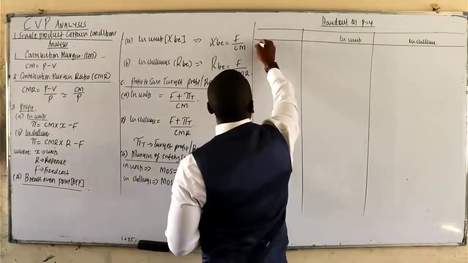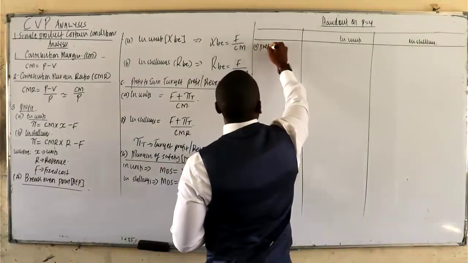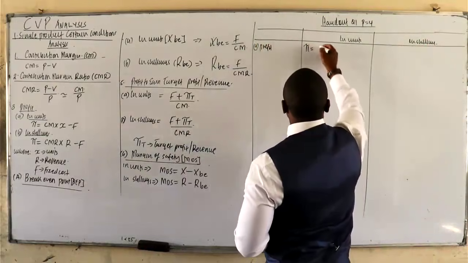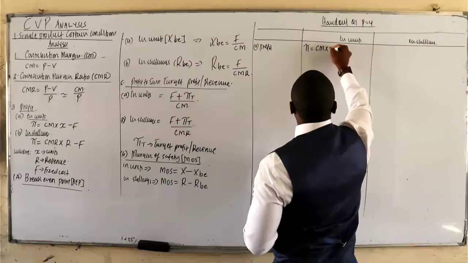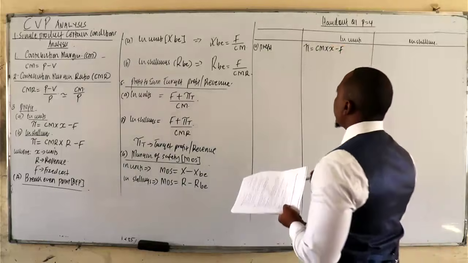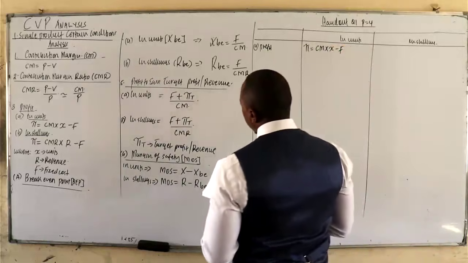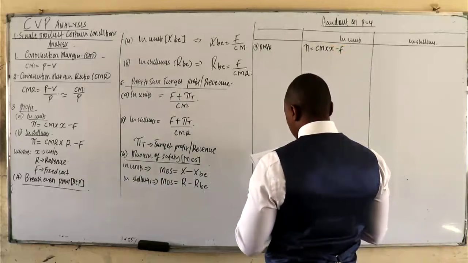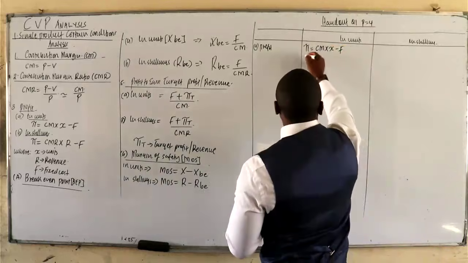And so number A, we get the profit. To get the profit in units, you take the contribution margin, multiply by the number of units, and deduct the fixed cost. The contribution margin is the selling price minus the variable cost. Now the selling price is 50.